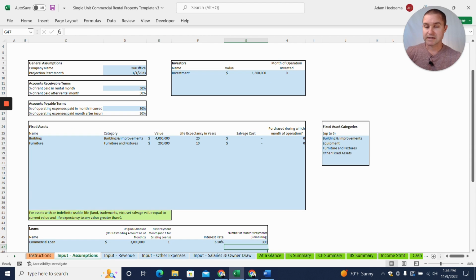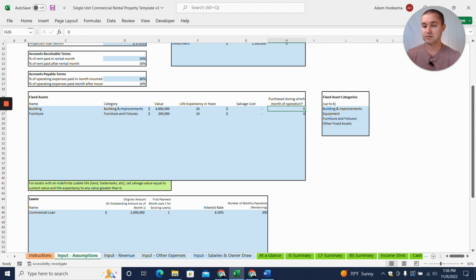And what we'll do is start filling out any of the cells that are in light blue. Those are assumptions that you can change. And so we're assuming our projection start month here of January 1st, 2023, with an investment of $1.5 million. So this would be equity into the deal. We're saying that the building is going to cost $4 million. We're going to need to furnish it with $200,000 worth of furniture.